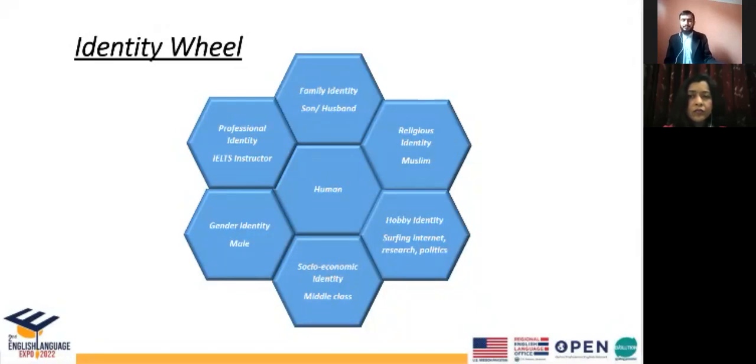Now that you understand that we have many different situations, can you please write to me in the chat box, what different situations do you have on your daily basis? Meaning, if you look at this identity wheel and take some idea from it, can you tell me what different situations you have in your day-to-day lives?